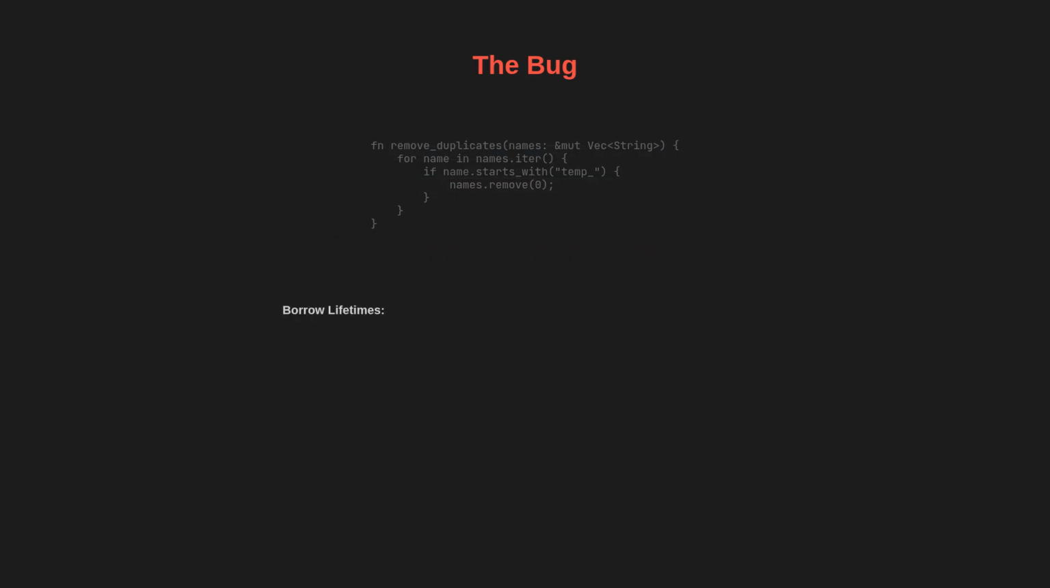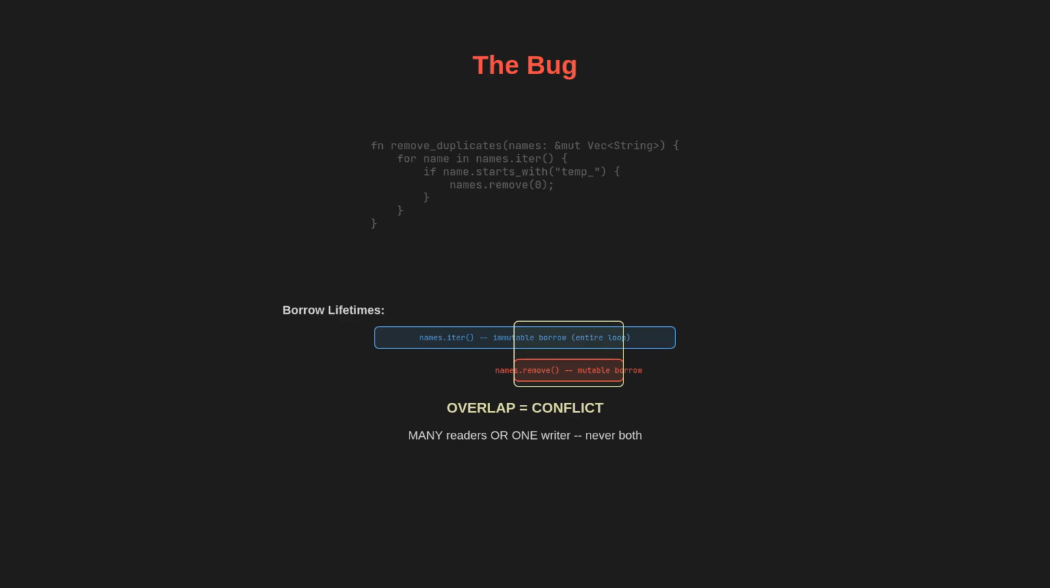Let's visualize why. The immutable borrow from names.iter lives for the entire duration of the for loop. It doesn't end until the loop is done. But names.remove tries to make a mutable borrow inside that span. The two borrows overlap, and Rust's fundamental rule is you can have many readers or one writer, but never both at the same time. So how do we fix this?